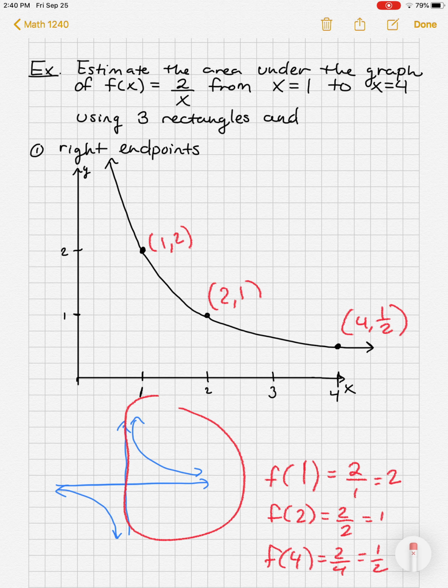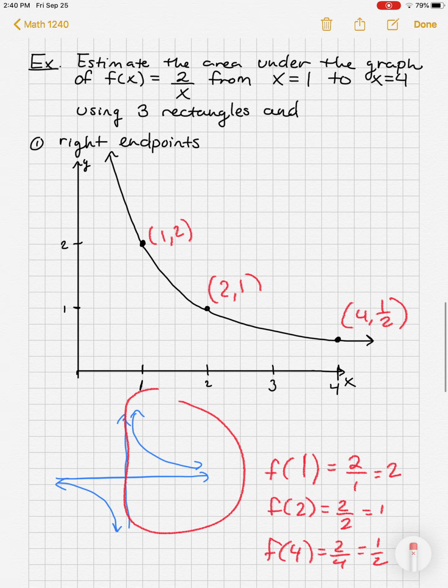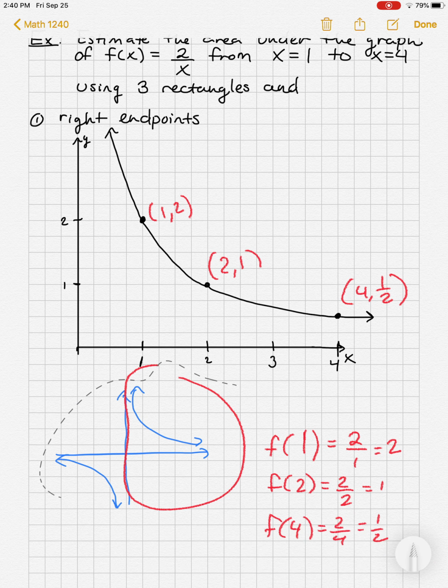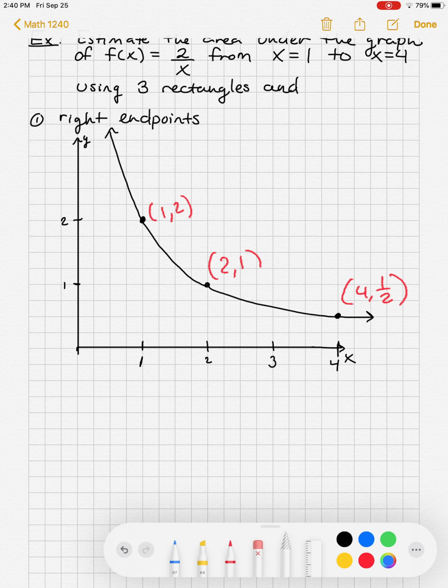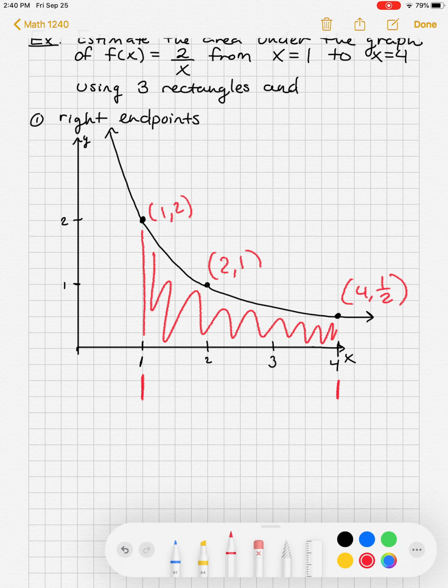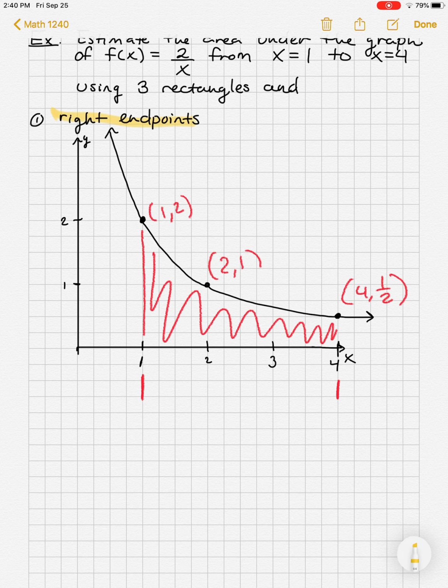Okay, use 3 rectangles and right endpoints. So it's only between 1 and 4. Let me get rid of the scratch work. I'm looking only between 1 and 4 here. My goal would really be to find the area under this curve, but I have to use rectangles, so I'm going to be estimating. Now I'm using right endpoints and 3 rectangles.